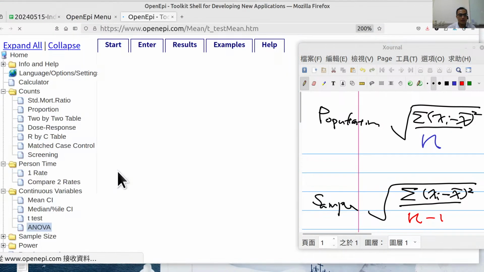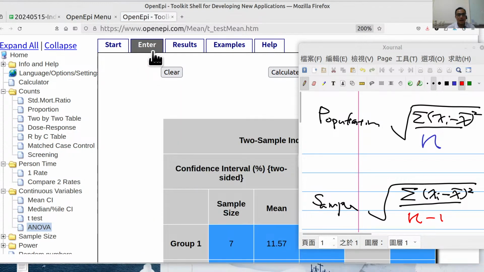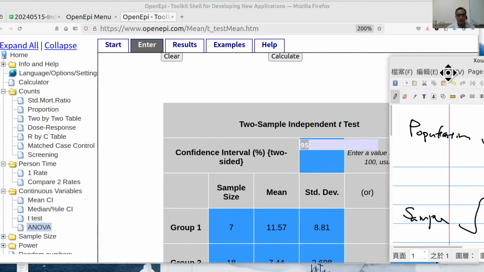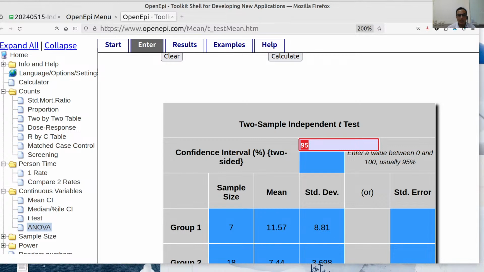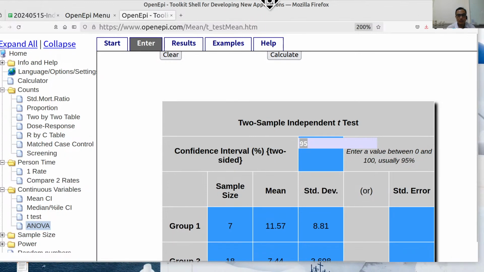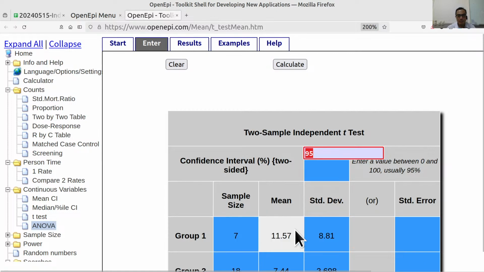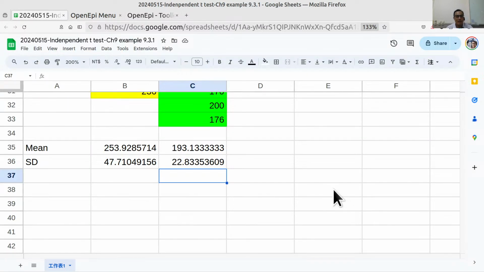T-test. You can go to T-test and enter the sample size, mean, and standard deviation. Okay, 2 minutes, you can do this part.